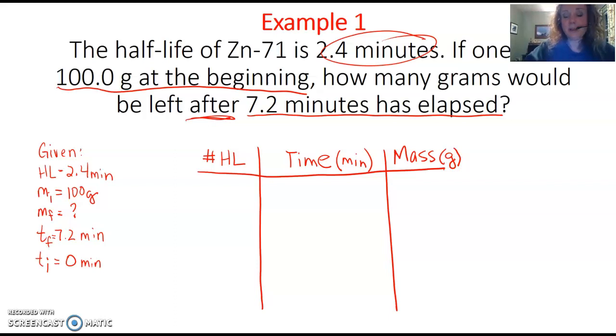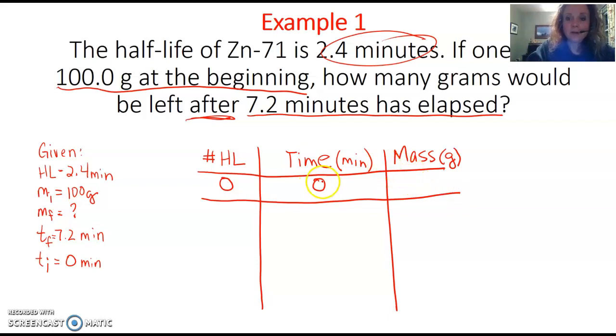So here's our data table, and the data table is going to be the same again, no matter what kind of half-life problem you're doing. The next step is to start filling in our columns. Always, always, always, in the number of half-lives column and in the time column, the very first numbers that you put in are 0. If you forget to put the zeros in, then the rest of your rows are going to be messed up. So make sure that you put those in.